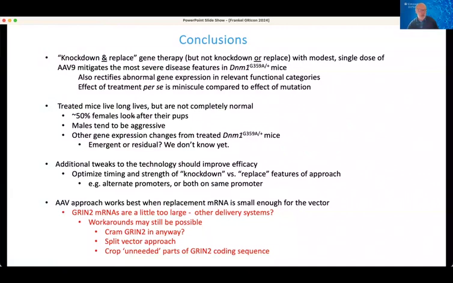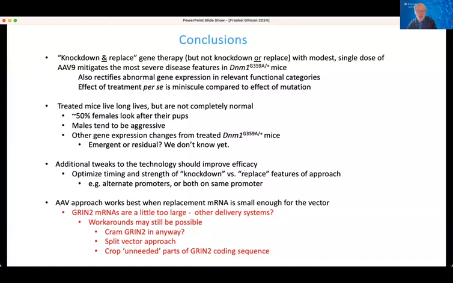There are some other changes, and for the degree they're not normal and those molecular changes, we can't really say whether those are emergent properties of the treatment or whether those are aspects of the disease that were residual that weren't rescued. We just don't know that yet. You have to do very directed experiments to get at that. I want to emphasize this was a very basic implementation of the knockdown replace approach. We used a single transcript, a single genome, ubiquitous promoters. And so there's certainly ways to tweak it.